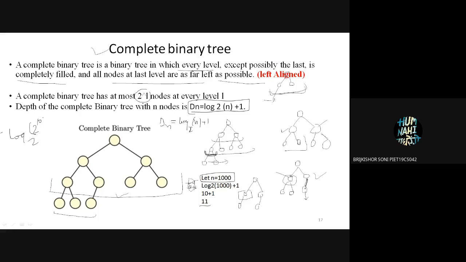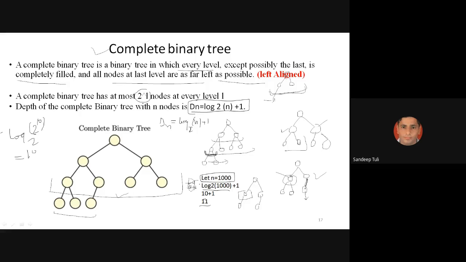Base 2, 2 base 2 is 10, 10. And actually, log n base n equals 1. So that's why I have said over there it is 10. 10 plus 1, it is 11. So if I am having 1000 total nodes in a complete binary tree, the depth of that complete binary tree will be 11.